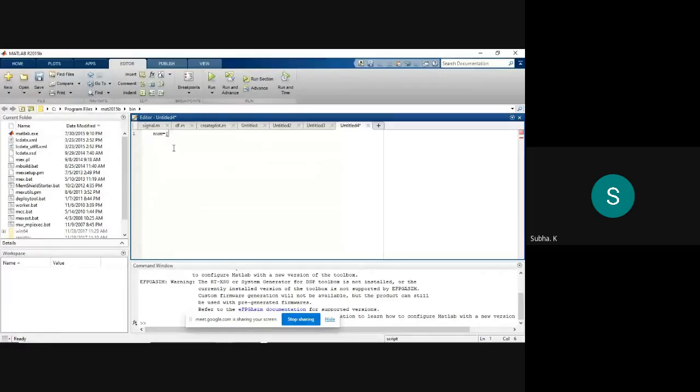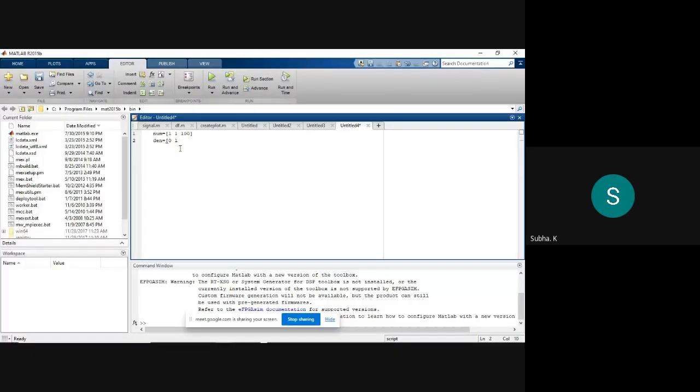Okay, then the coefficients are 1 for s squared, 1 for s, and 100. This represents s squared plus s plus 100. Okay, denominator polynomial, let it be again, let us see, that is s plus 1, then s, then 10. So this is the numerator polynomial and the denominator polynomial.